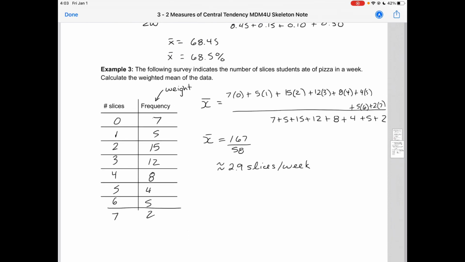And those are a few examples of how to calculate mean, median, and mode, and then how to calculate the weighted mean of a data set.